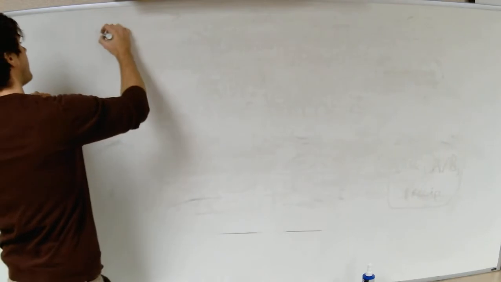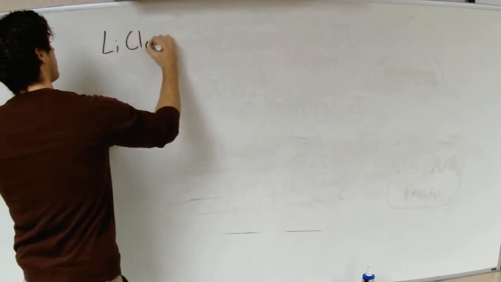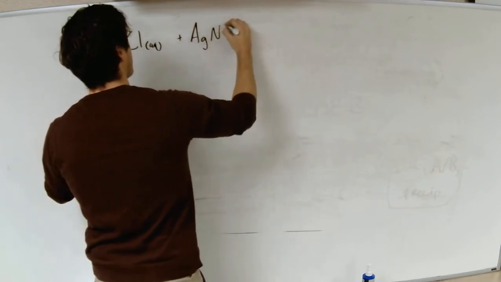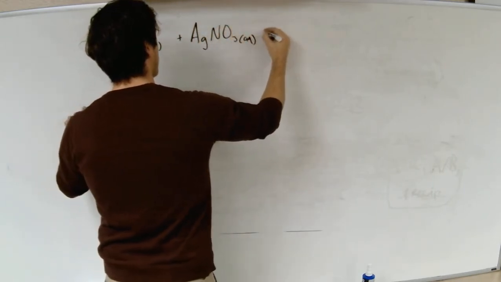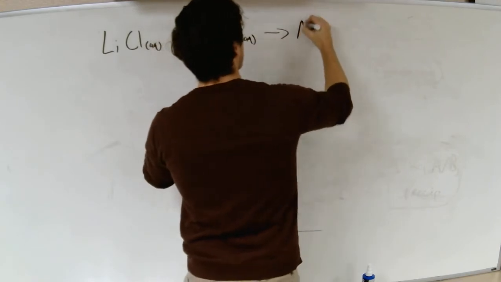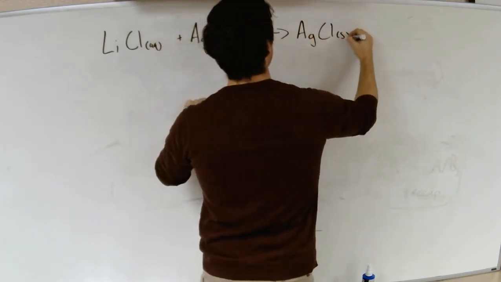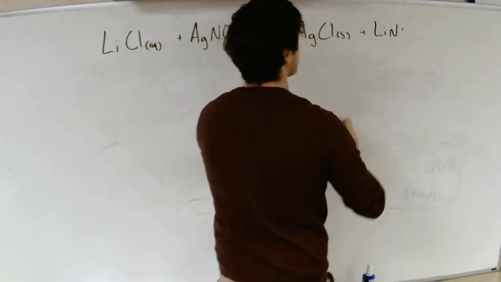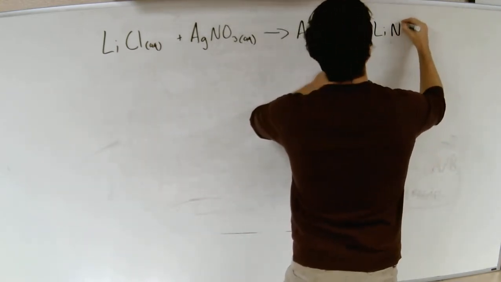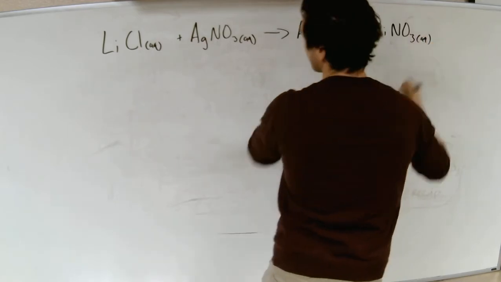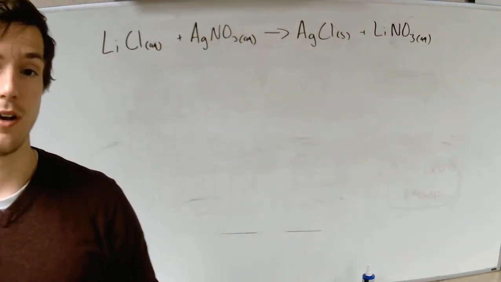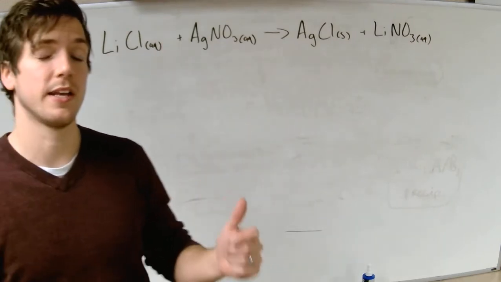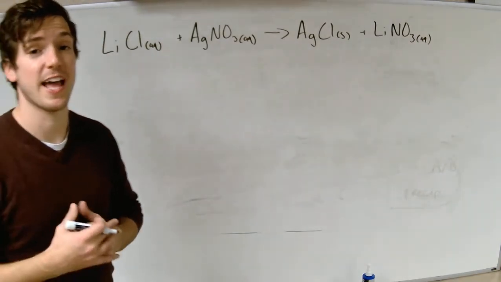Okay, so let's say I have lithium chloride, which is aqueous. I have silver nitrate, which is aqueous, and it's going to form silver chloride, which is going to be a solid, and lithium nitrate, which is going to be aqueous. Right, so this is our complete molecular reaction. Let's go ahead and start doing our net ionic equation.